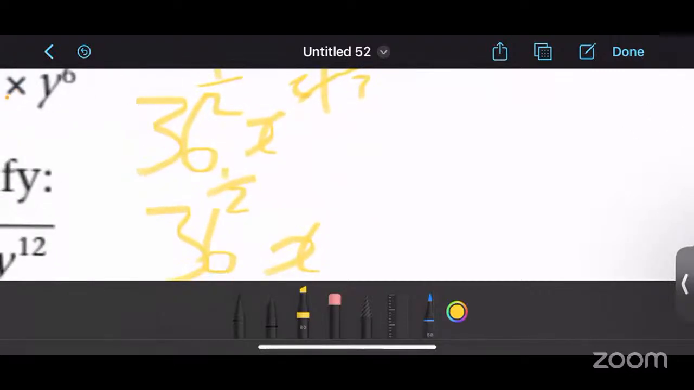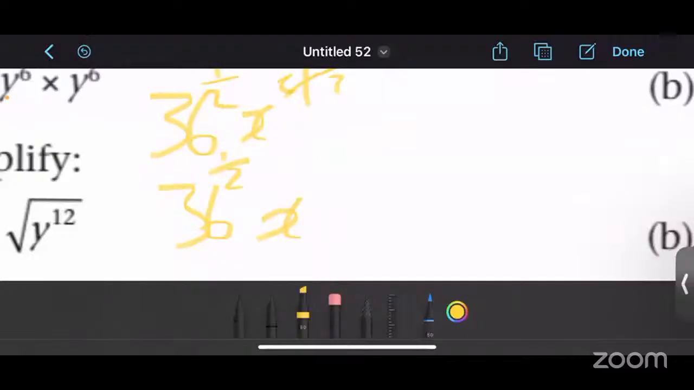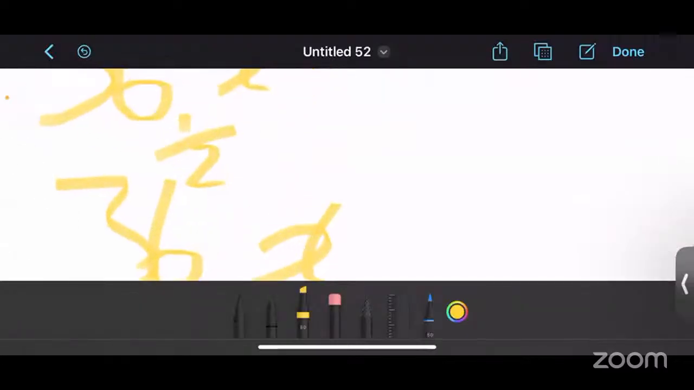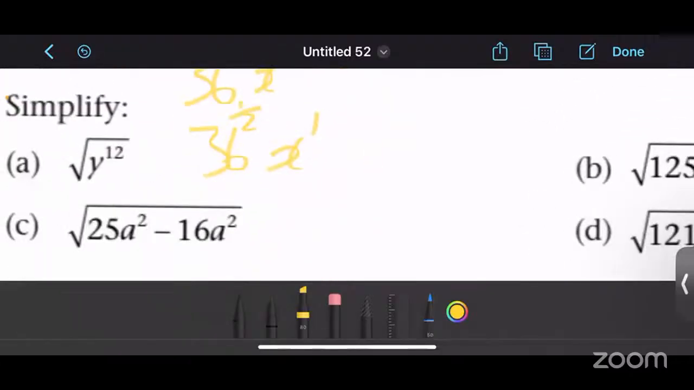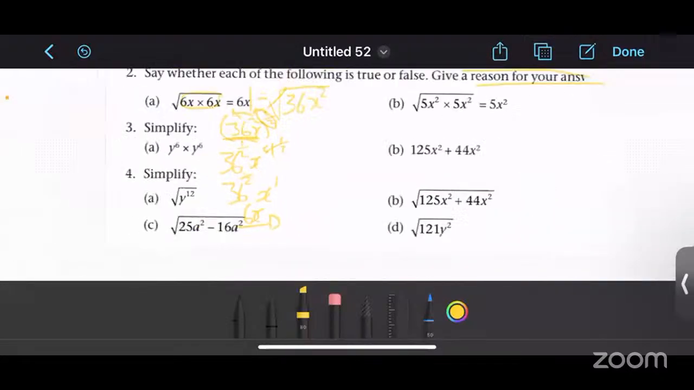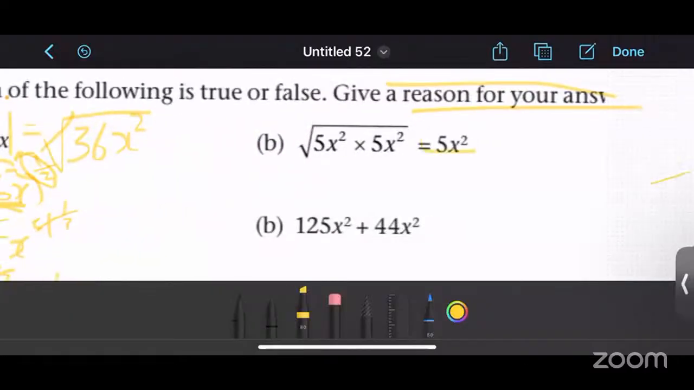So when you multiply 2 with half, you're going to get what? Half of 2 is equal to 1, which is the same as nothing, but I'm just going to write it for simplicity purposes, right? Then I'm going to have 36 to the power of 1 over 2 is equal to 6x. Then this is our final answer. Any questions?